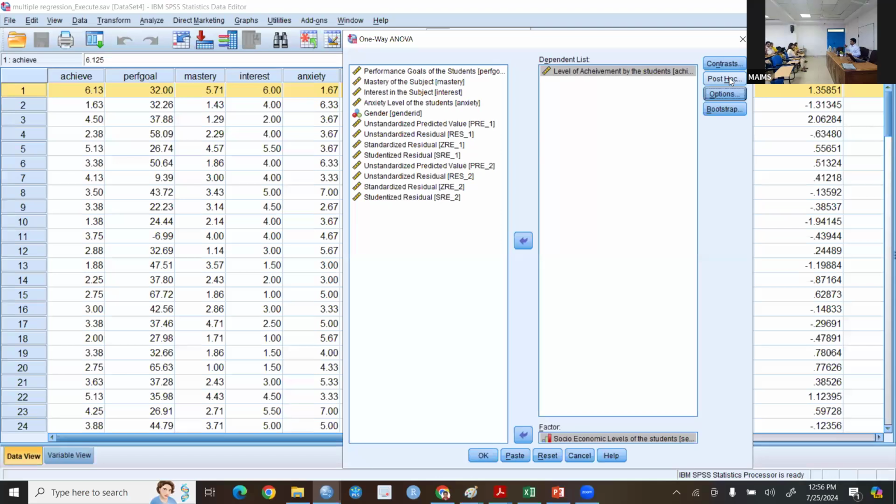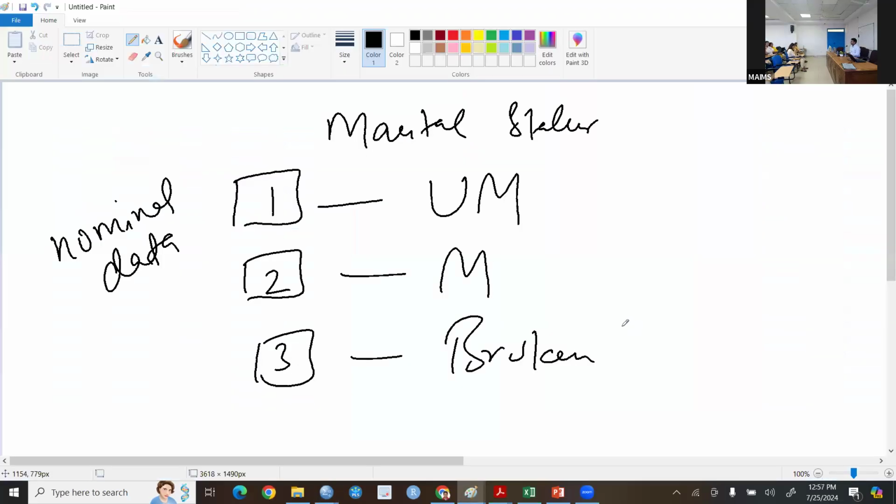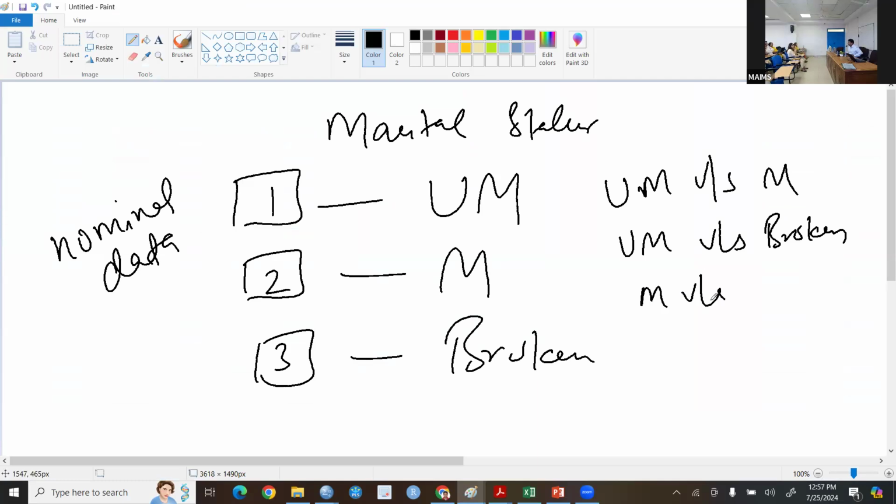For example, there are 3 categories. So within 3 categories, let us say this, I can compare unmarried versus married, unmarried versus broken, and married versus broken. So even in one way Nova, there are 3 t-tests. वन वे नोवा के अंदर 3 कैटेगरीज थी ना, तो 1 versus 2, दिस इज टी टेस्ट. सो आई कैन डू 3 t-tests simultaneously by clicking on post hoc.